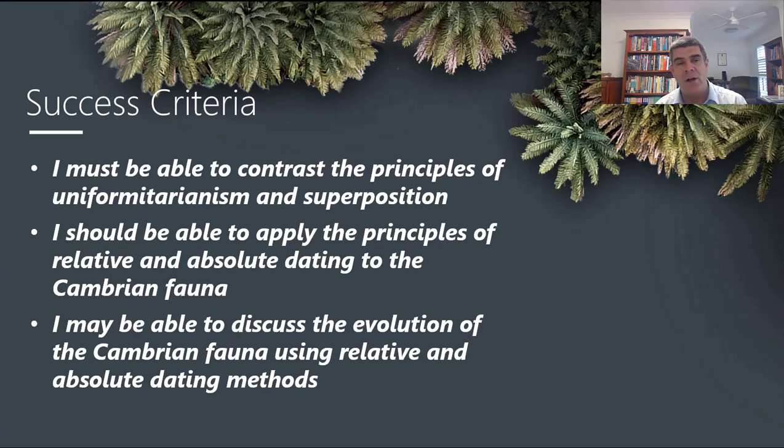As usual, we try and set you up with three levels of success. Initially our entry level is to try and contrast the principles of uniformitarianism and superposition, and hopefully they're going to come through from your Year 11 course. Then we want to apply these principles in the context of the Cambrian fauna, add in a little bit of absolute dating so we've got both relative and absolute forms, and finally to see if we can delve a little deeper and discuss the evolution of the Cambrian fauna using a range of different types of dating methods.